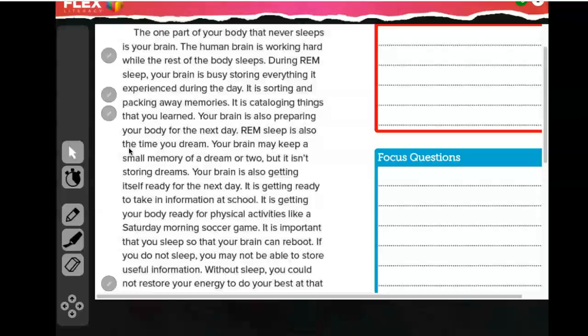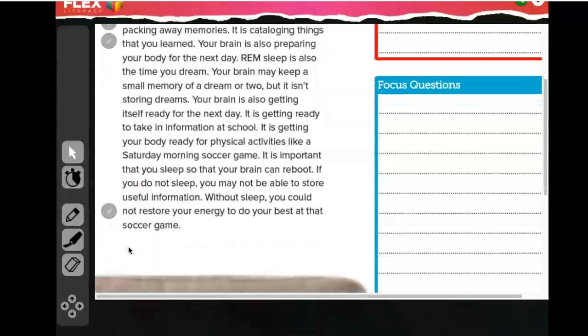REM sleep is also the time you dream. Your brain may keep a small memory of a dream or two, but it isn't storing dreams. Your brain is also getting itself ready for the next day. It is getting ready to take in information at school. It is getting your body ready for physical activities like a Saturday morning soccer game. It is important that you sleep so that your brain can reboot. I'm going to move the page now.